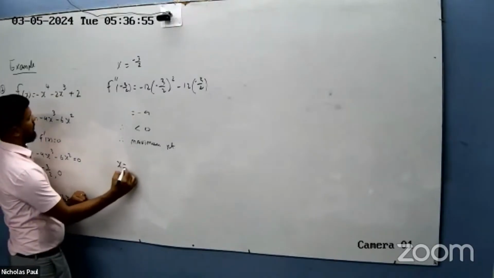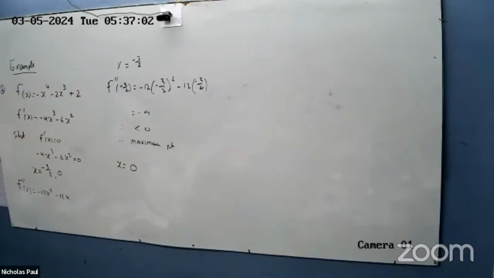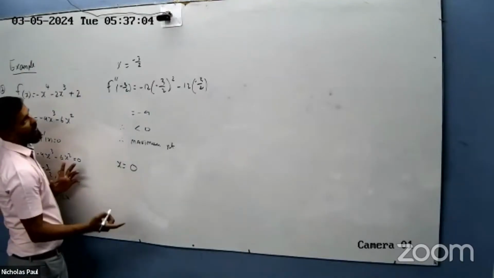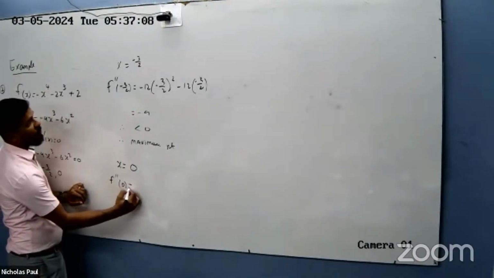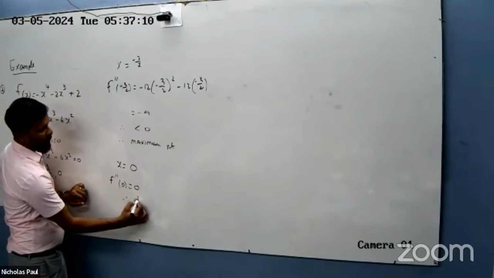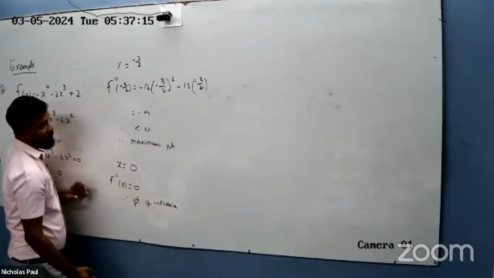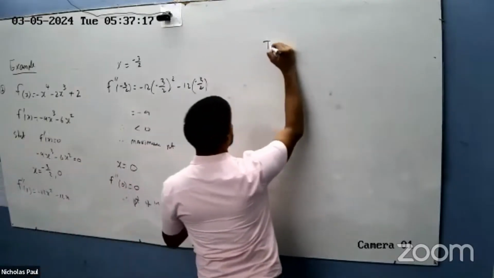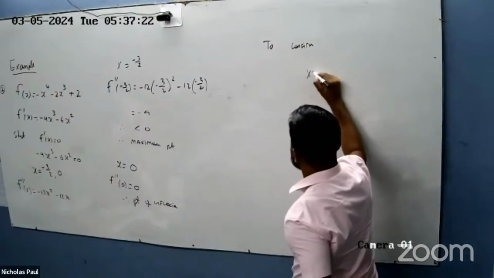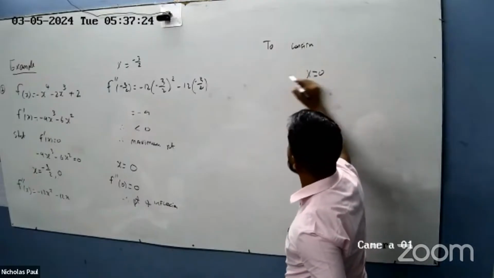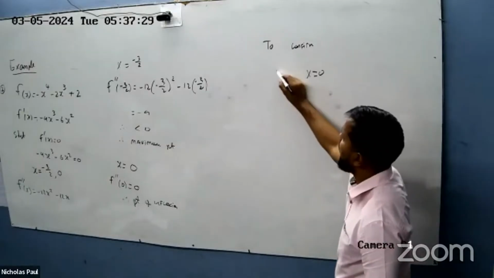Now, when x is 0, we have a little problem. We choose f double prime 0 giving us 0. So therefore, a point of inflection exists. We have to confirm it. So when x is 0, what's the value you choose here? Minus 1. You can choose minus 1.